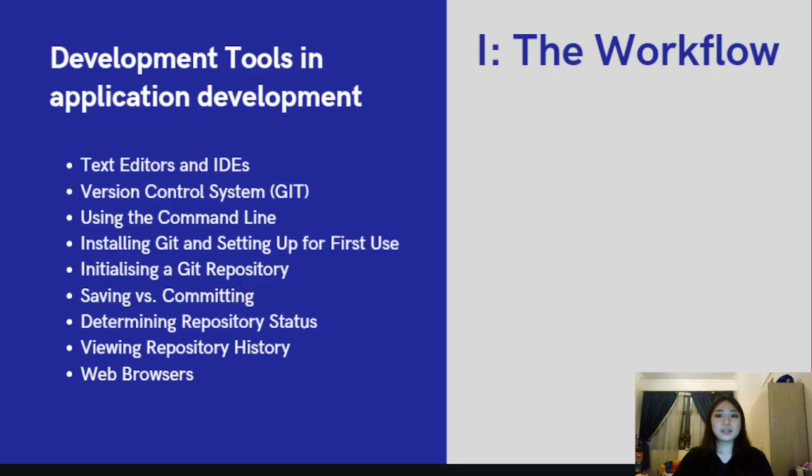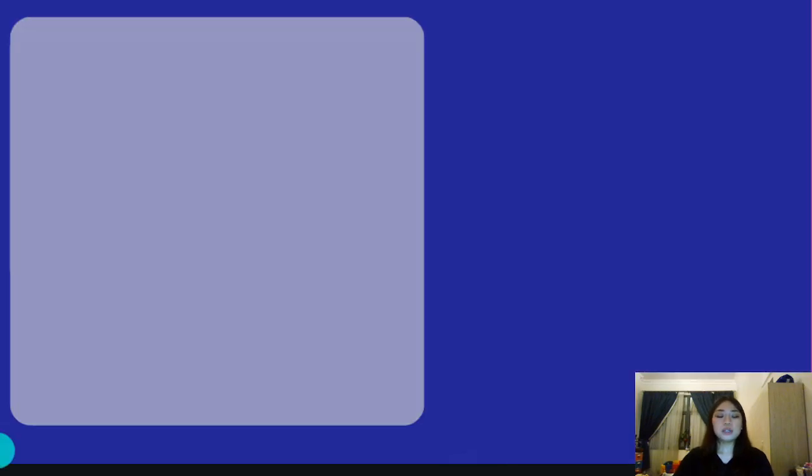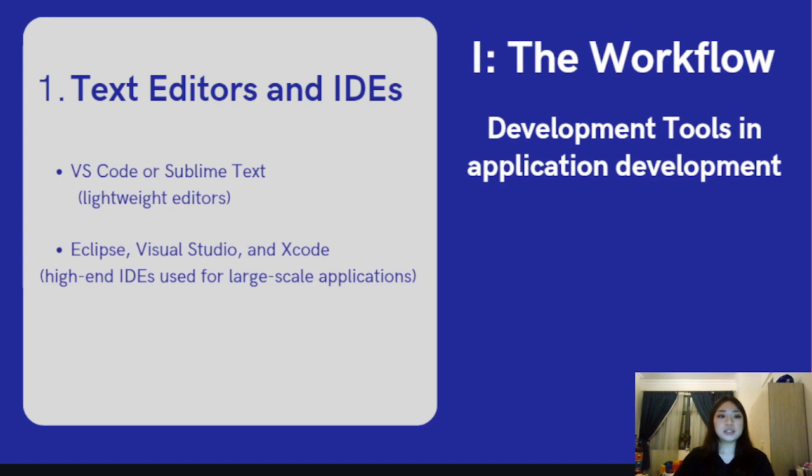Number 1. In this category, we have the development tools in application development. And these are text editors and IDEs, version control system or Git, using the command line, installing Git and setting up for first use, initializing a Git repository, saving versus committing, determining repository status, viewing repository history, and web browsers. Number 1. Text editors and IDEs.